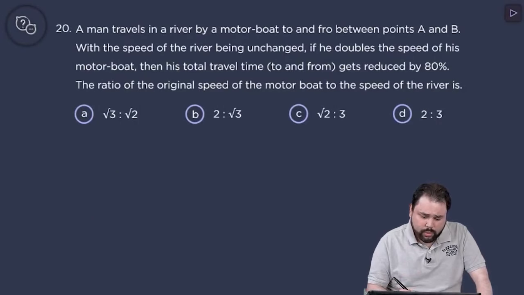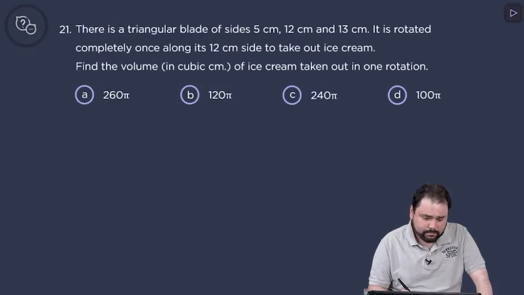Man travels by motorboat to and fro between points A and B when the speed of... Okay, this will take long. Let's forget this. We'll come back.